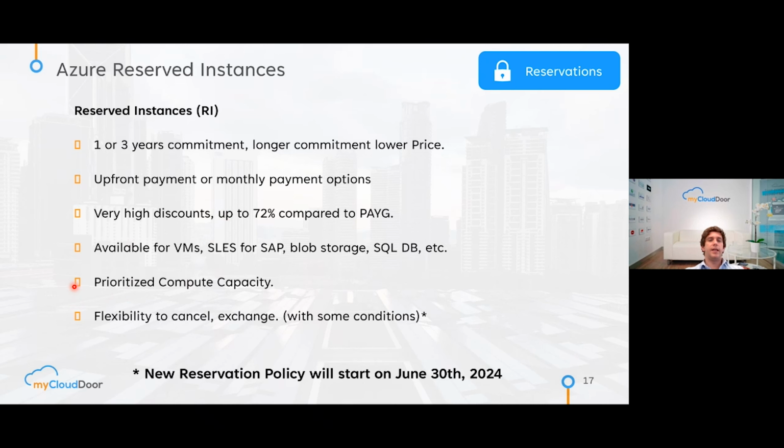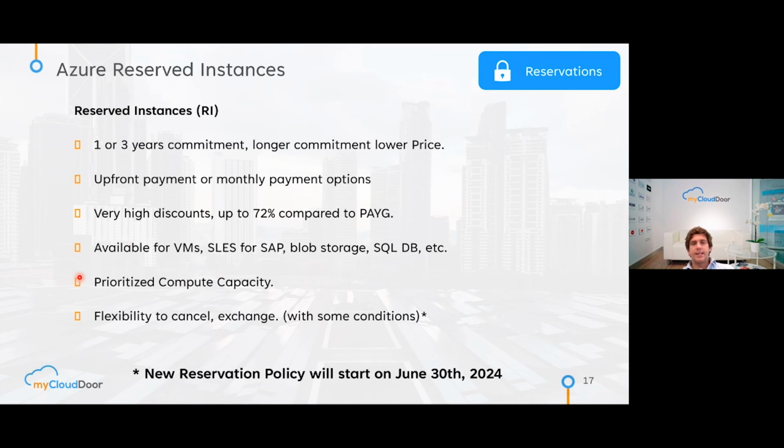Another important thing is that they have prioritized compute capacity. This means that for extremely critical workloads that I know I'm going to have, if I get a reservation, Microsoft will guarantee that I will have priority to deploy those resources if there is any kind of shortage of resources in this data center. It's very uncommon that Microsoft has these kinds of things, but for extremely big VMs like M series, if you get the reservation, Microsoft is going to guarantee that you are going to be able to deploy that even if they don't have capacity.